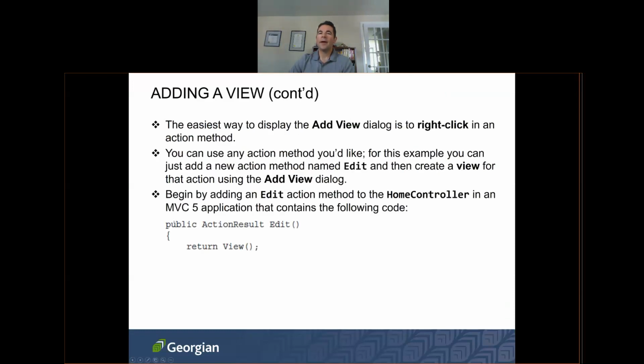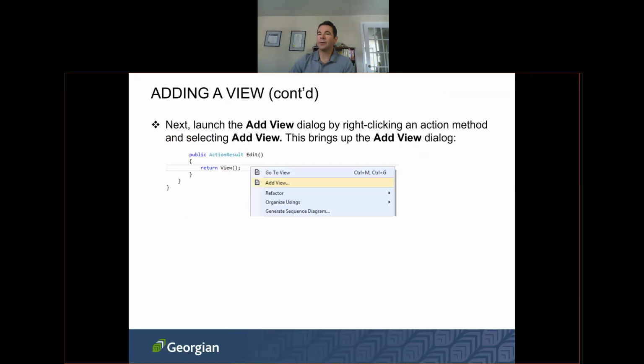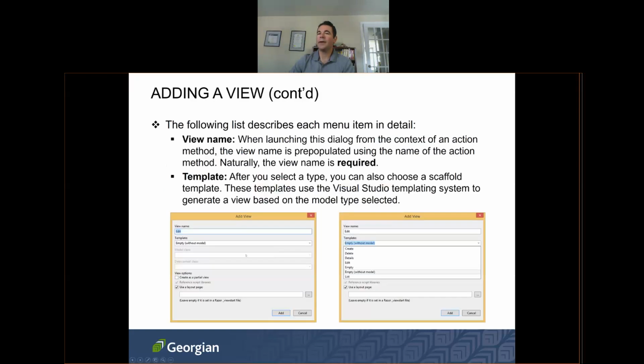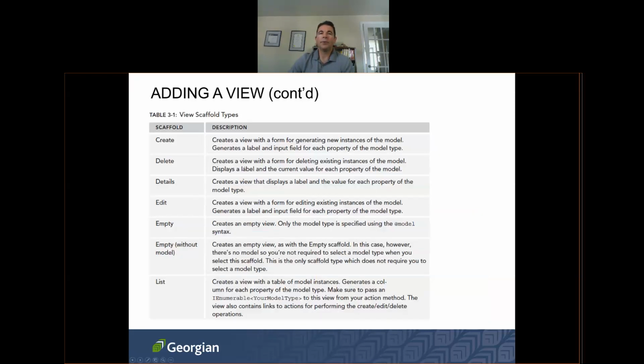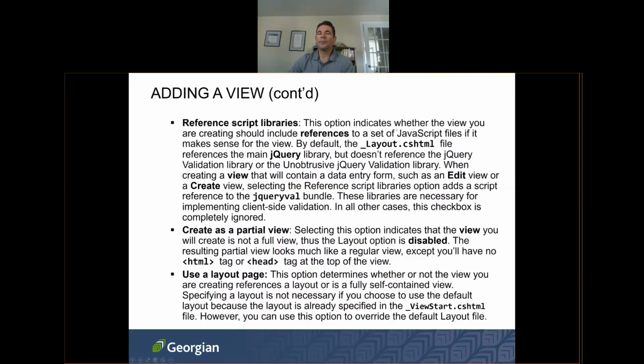So we've already looked at how to add a view. It's pretty simple. So we can just right click and choose add view. And then we get these templates that we looked at a little earlier. Create, delete, details, edit, empty, empty without a model, and list. So we're pretty much always going to pick one of these kinds of view templates. And there's a description of exactly what each one does, but the names are pretty self-explanatory. We know delete is going to be used for deleting an object. Our reference of our script libraries.